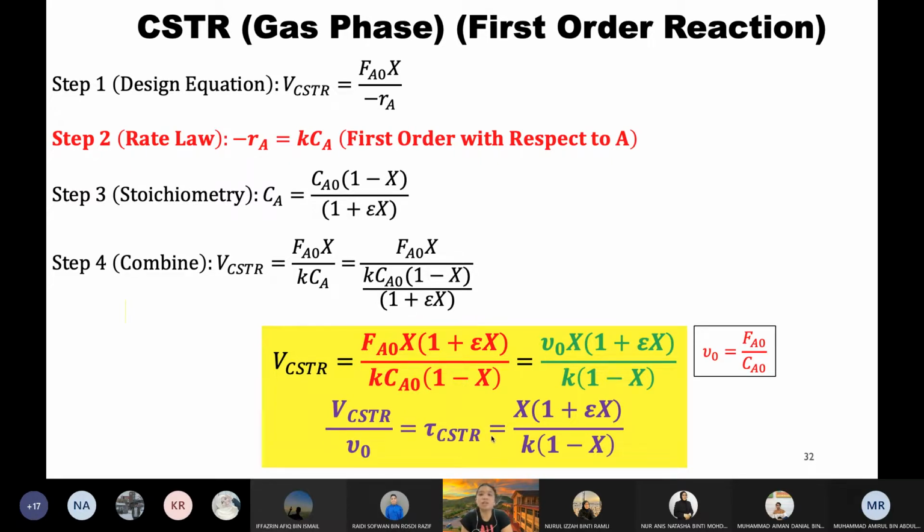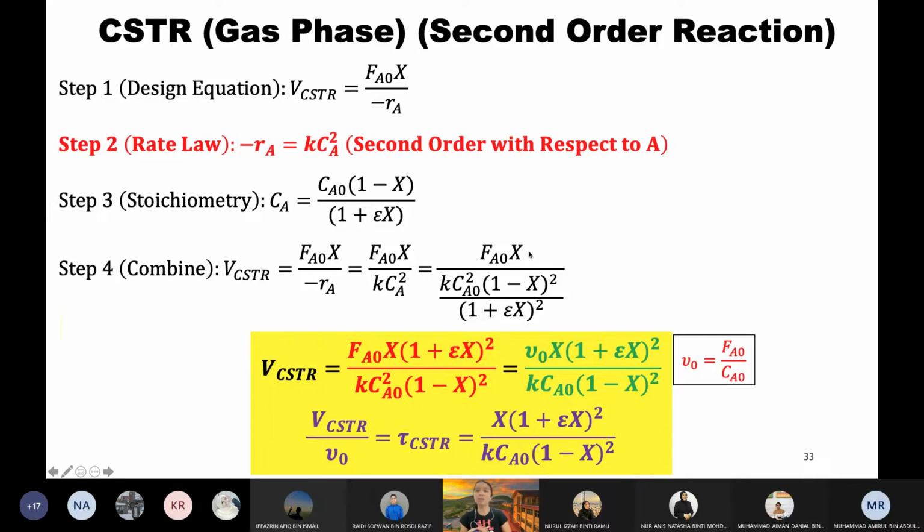Then the third version is to find space-time. So sama je konsep. Nak cari space-time, saya pindahkan sahaja epsilon naught from right to left. Dia jadi pembawa. I get the space-time on my left, on my right will be yang selebihnya lah. Macam ni, X in bracket 1 plus epsilon X per K 1 minus X. Okay, right.